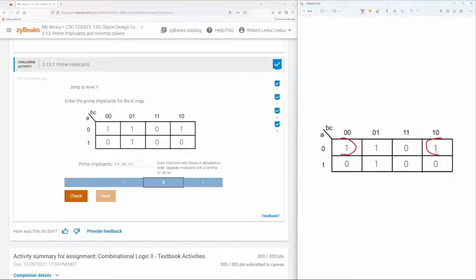And again, I know that it's a prime implicant because it's the largest possible valid circle. I cannot cover these minterms by creating a larger circle because I don't have valid larger circles. I have zeros in there, so that's not going to work. So only this 2-box circle is going to work.